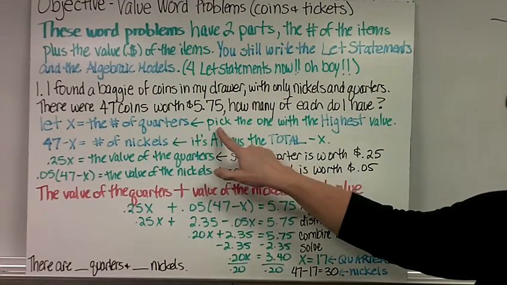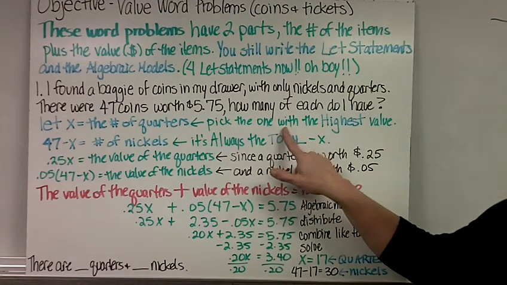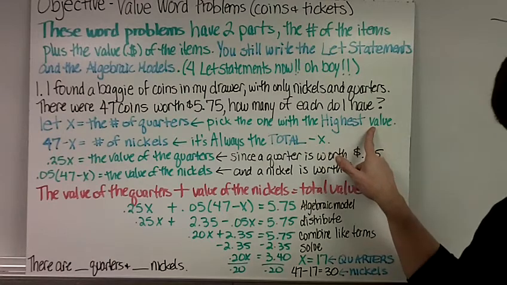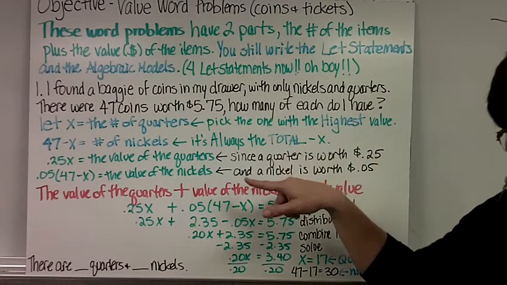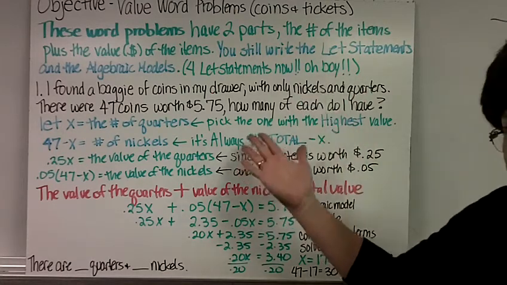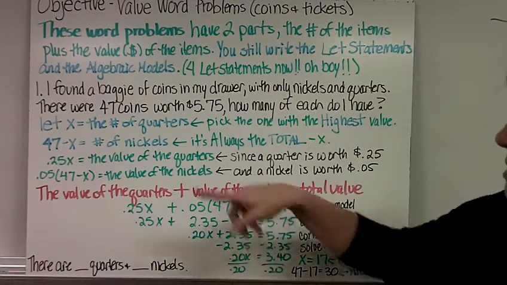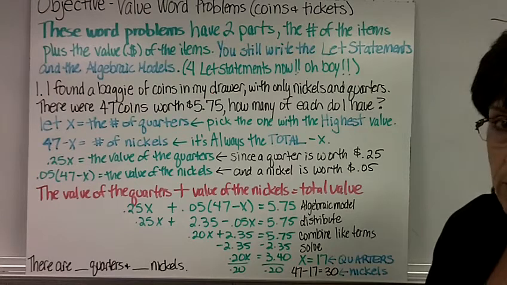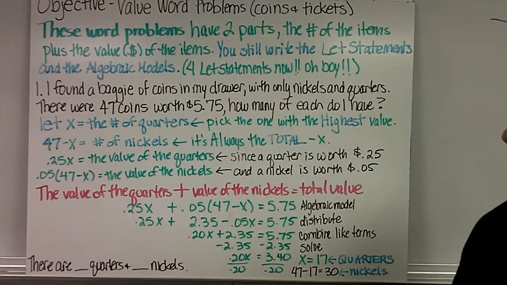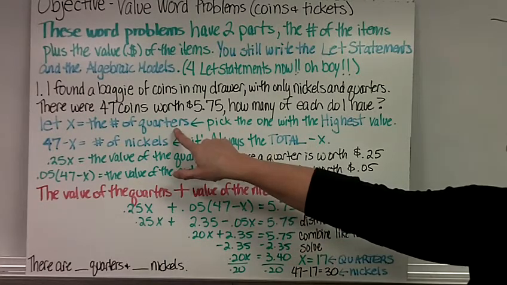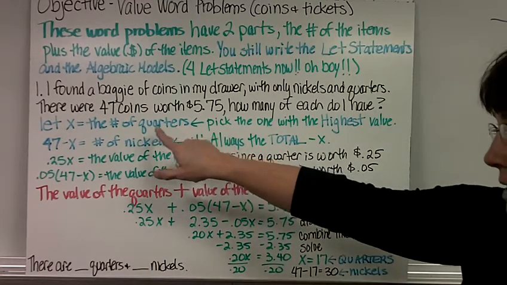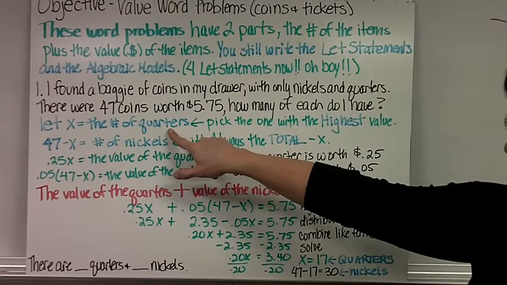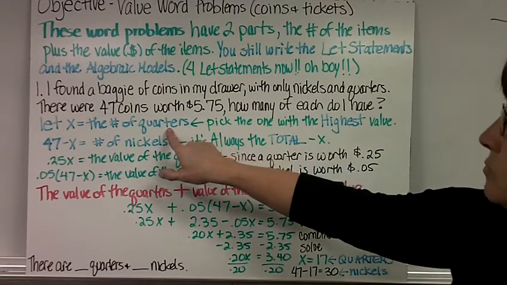And I think it's best to pick the one with the highest value as your x. You have quarters and nickels. You know quarters are worth 25 cents, nickels are worth 5 cents. The reason I do that is because then when I'm solving my problem, I don't end up with negatives and negatives and kind of freak out. How can I have negative money? So if you let x equal the one with the highest value, you won't have that problem.